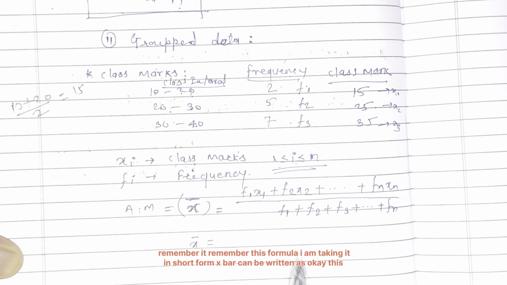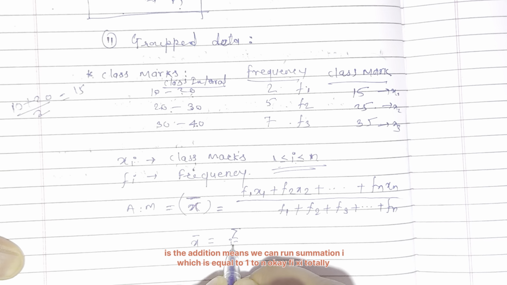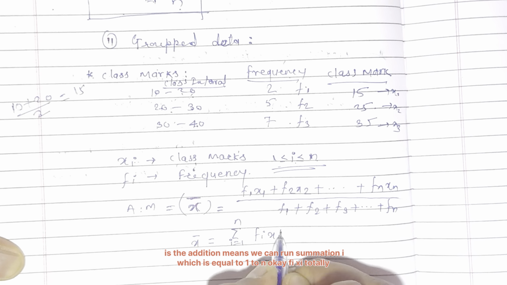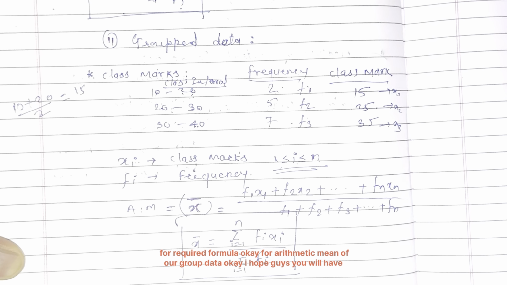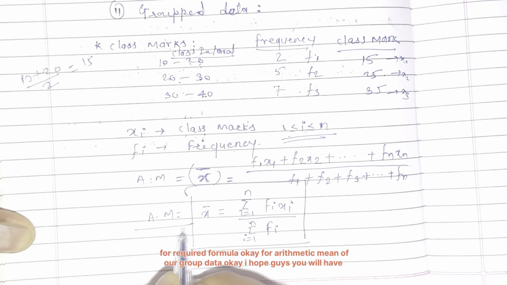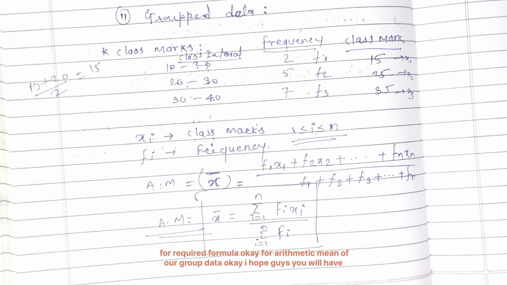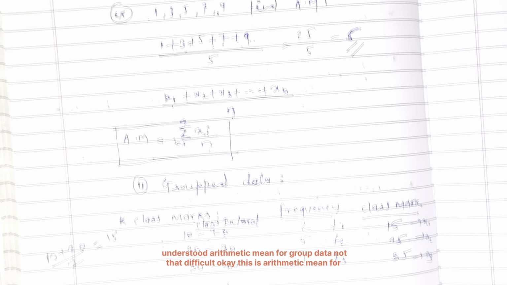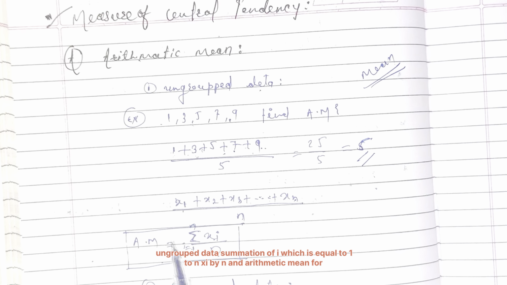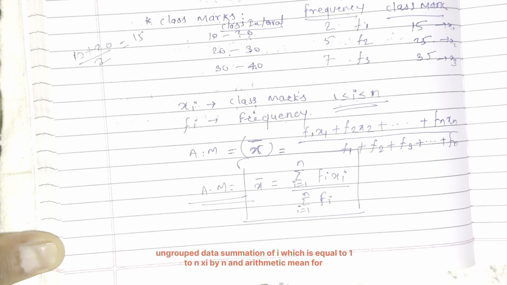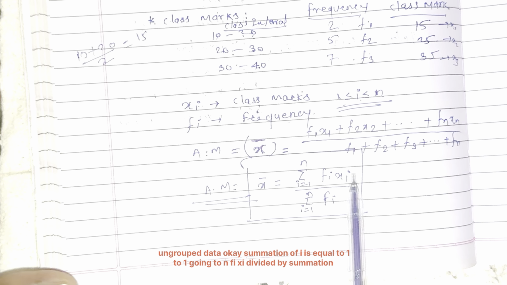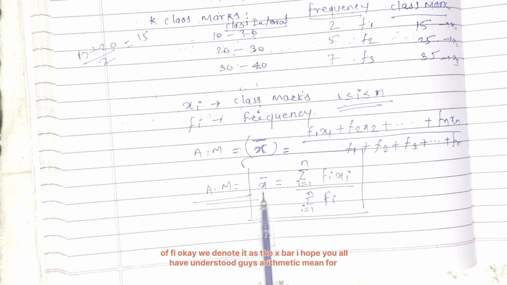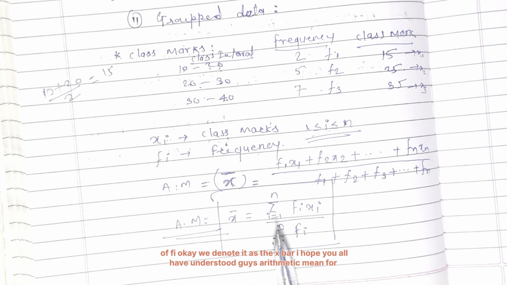X bar can be written as summation i equal to 1 to n fi xi, total divided by summation i equal to 1 to n fi. This one is our required formula for arithmetic mean of grouped data. I hope you have all understood, it is not that difficult. Arithmetic mean for ungrouped data is summation of xi by n, and for grouped data it is summation of fi xi divided by summation of fi. We denote it as x bar.